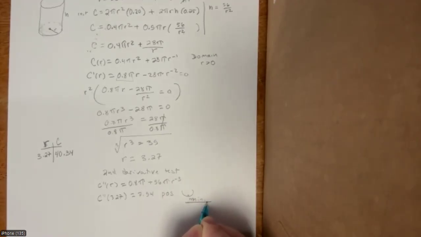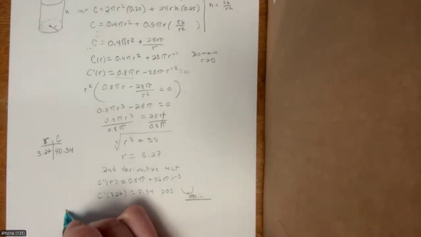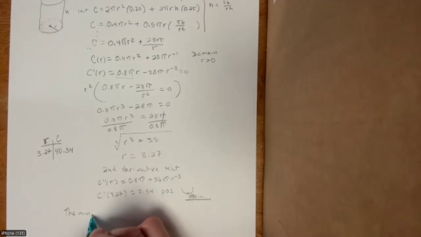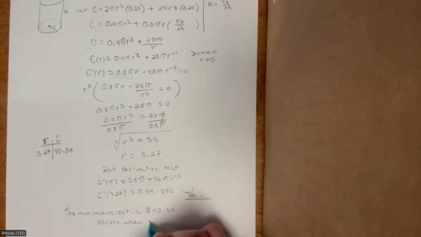Minimum. That was hard to read, but minimum. So we had a minimum. Great. That's what we wanted. So now let's state our answer. So the minimum cost is $40.34 for the materials to make this can. And it occurs when, and we need the dimensions, the radius is 3.27 inches.